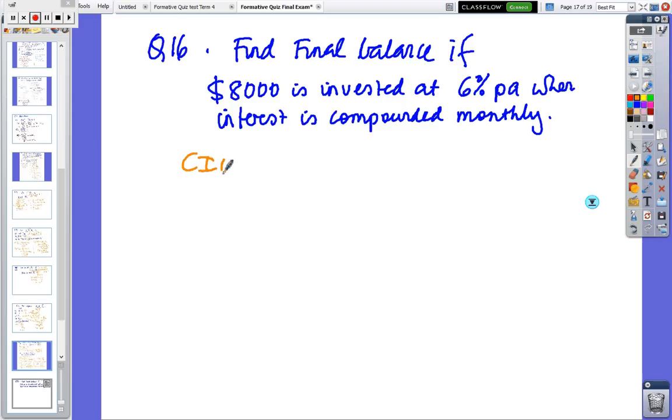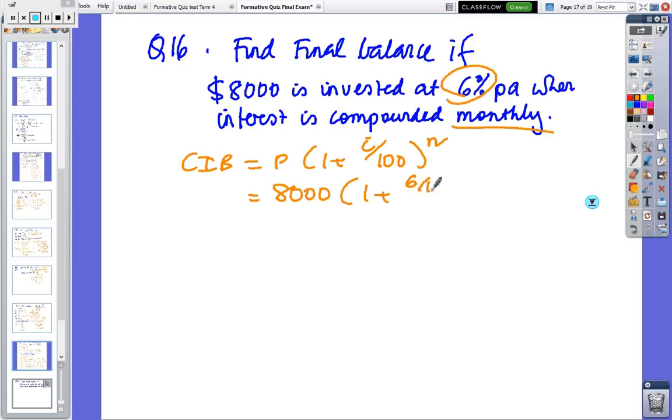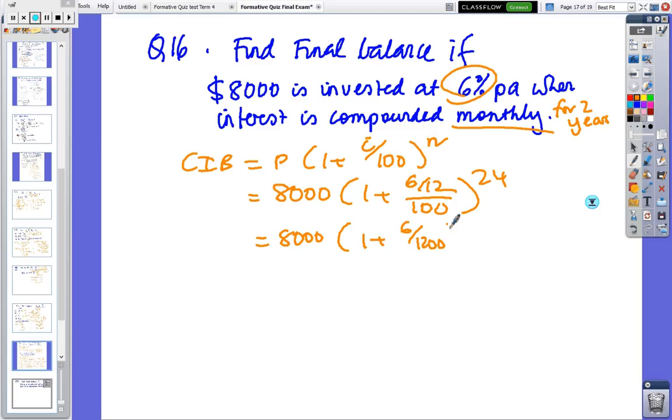Okay, back. So compound interest balance equals P(1 + I/100)^n. So find the final balance. Principal is $8,000. 1 plus, now the interest is 6%, but it's compounding monthly, so it's 6/12 over 100. And I didn't say how long we're going to do it for, so that's bad. So this is for 2 years, which means it's 24 months. 8,000 times (1 + 6/1200)^24.